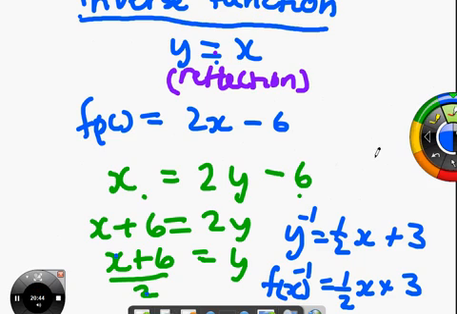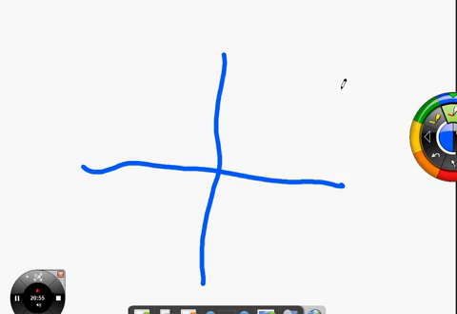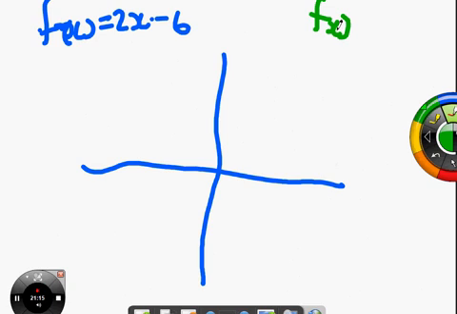And what are the implications of this on the graph? On the graph, when we are drawing the inverse, remember the original function was f of x is equal to 2x minus 6. And our inverse, as we worked it out, let me just put the inverse in green, f of x negative 1, is equal to half x plus 3.